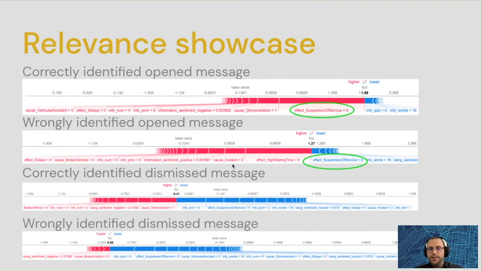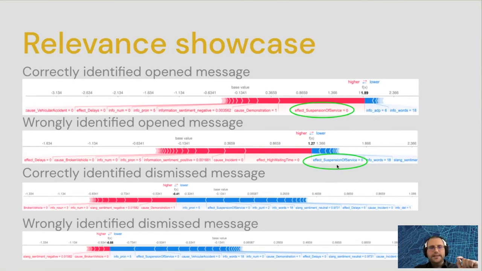We have here four examples. For each kind of message, so open message and dismissed message, we have the correctly identified and the wrongly identified. We can see how the red bars are pushing towards a positive classification, and the blue ones are pushing against. So it's important to remark what I was saying in the slide before. If you see here the effect of suspension of service equals zero, the first one, zero means false, so there's no suspension of service in this one, but this is pushing towards the positive. Meanwhile, in the second one, it's pushing towards the negative. So depending on the example, depending on the sample, it may vary, but in the end, it's giving us an idea and some results.